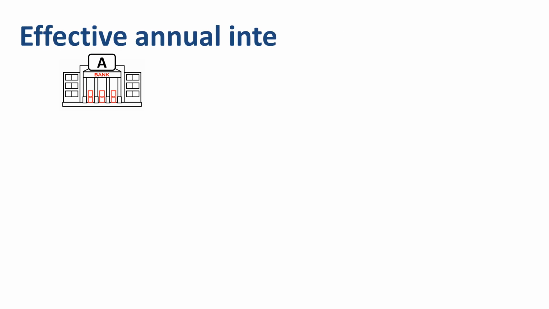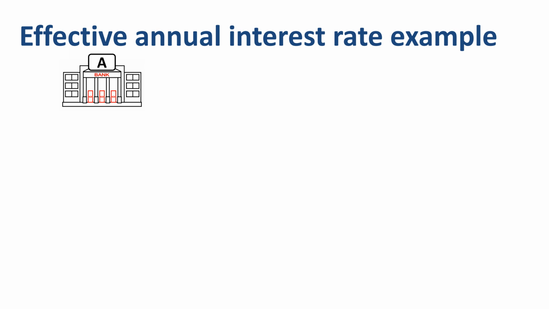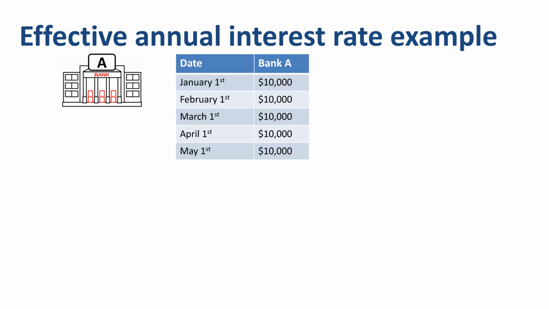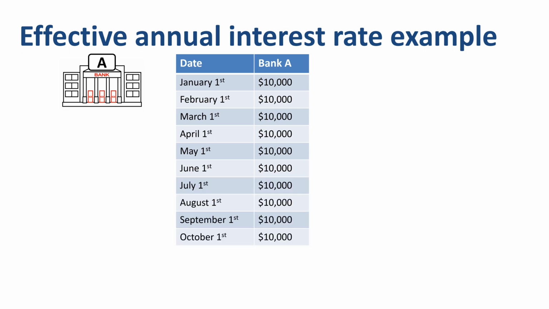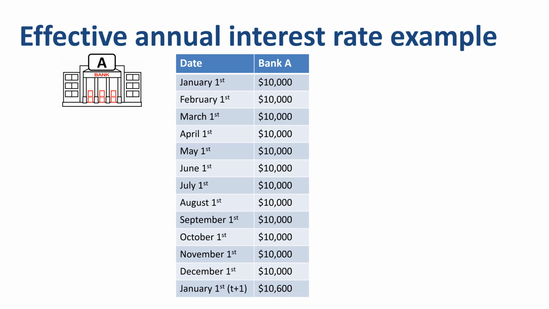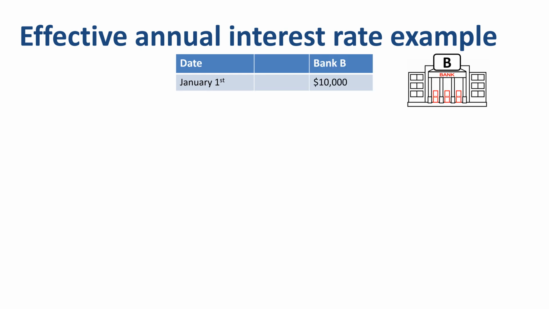Here's how things work in your savings account at Bank A. You start the year with $10,000 in your account. If there are no deposits or withdrawals, the account's balance stays the same throughout the year, until the 1st of January of the next year, when $600 of interest, 6% of $10,000, is credited to your account.